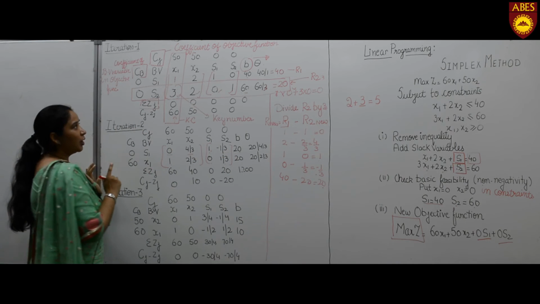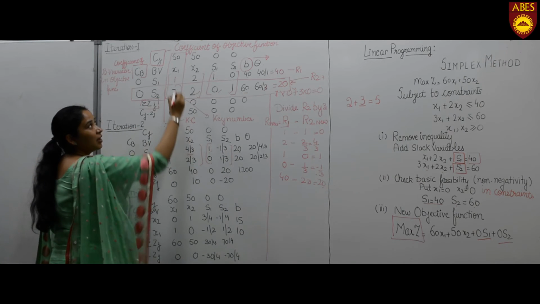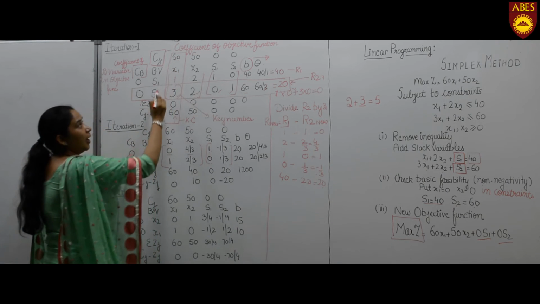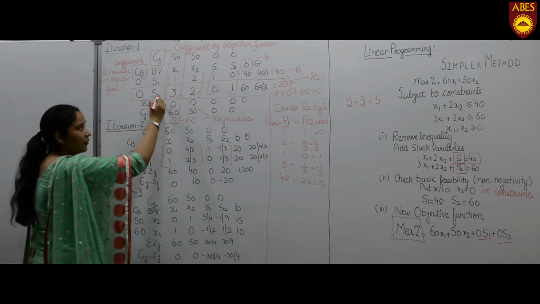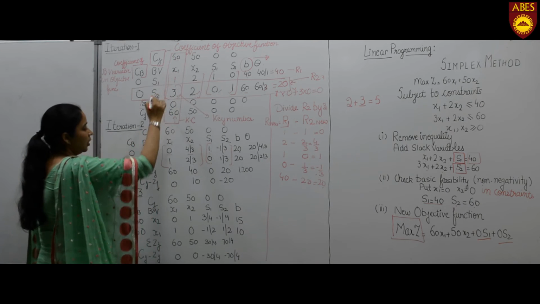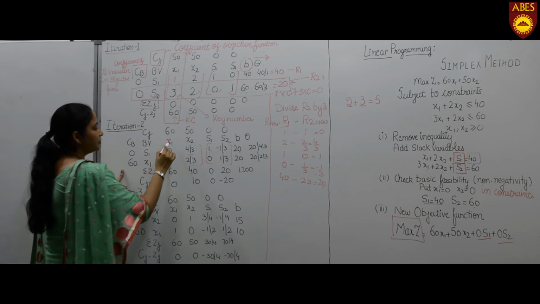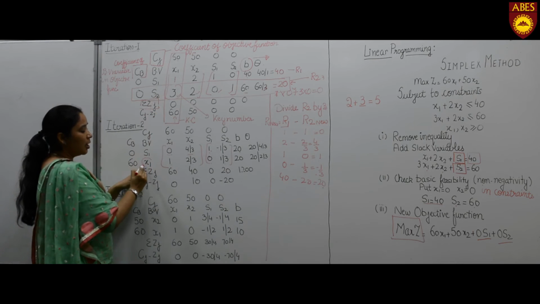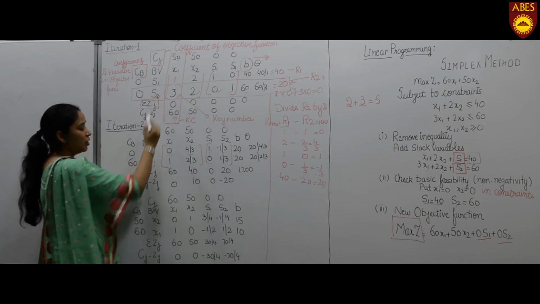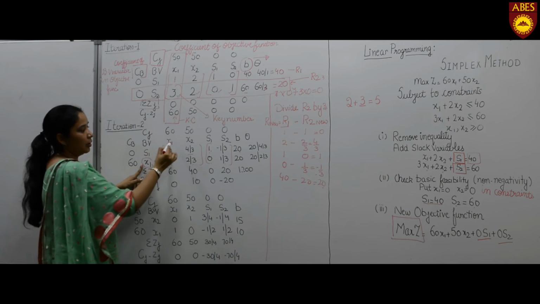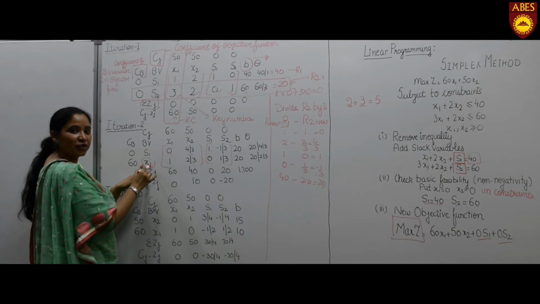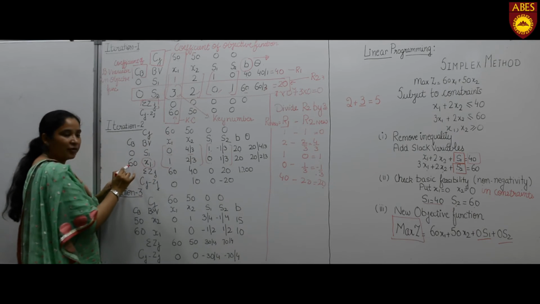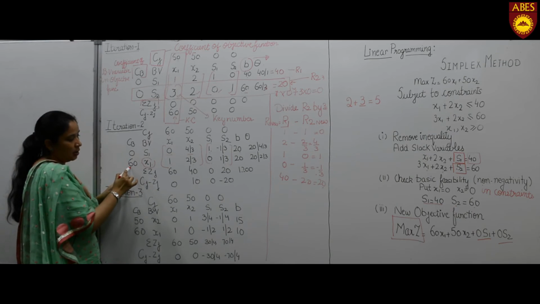And I have told you earlier, key column gives us our entering variable and key row gives us our leaving variable. Here we can see that S2 is being replaced by X1. So what is the coefficient of X1 in the objective function? It is 60. So I have written here 60.